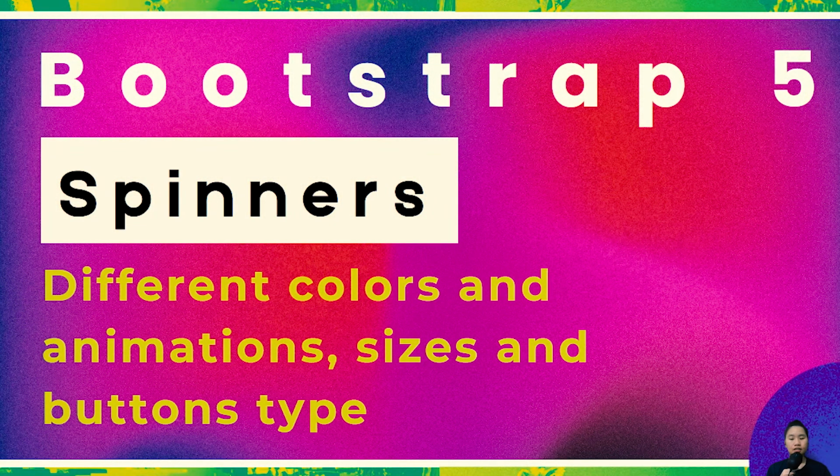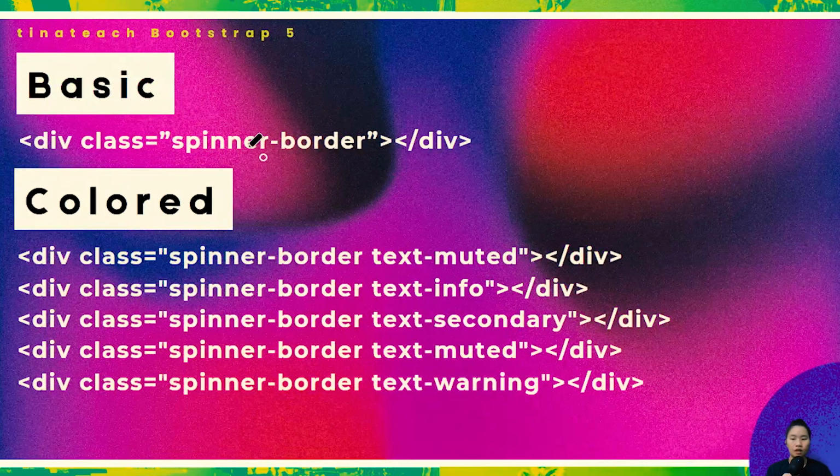Today's lesson is about spinners. There are different colors, animation, sizes, and button types. Okay, first off is the basic spinner, which you can get with spinner and border. Just spinner alone is not enough. And with color, at this point, I'm sure you know this very well.